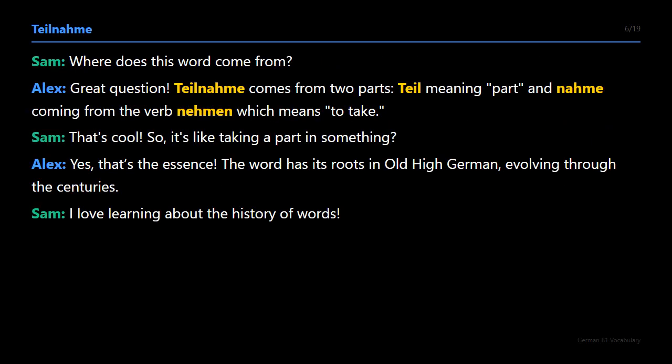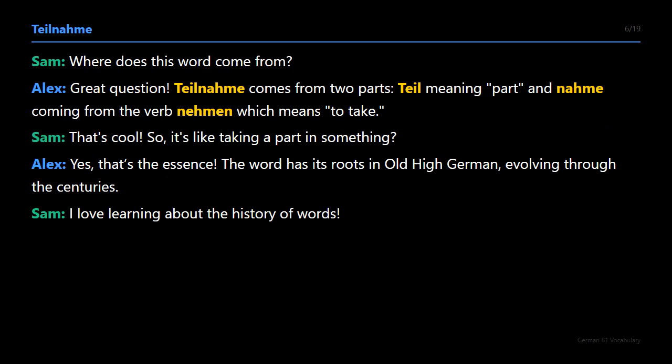Where does this word come from? Great question. Teilnahme comes from two parts. Teil, meaning part, and Name, coming from the verb nehmen, which means to take. That's cool. So, it's like taking a part in something.